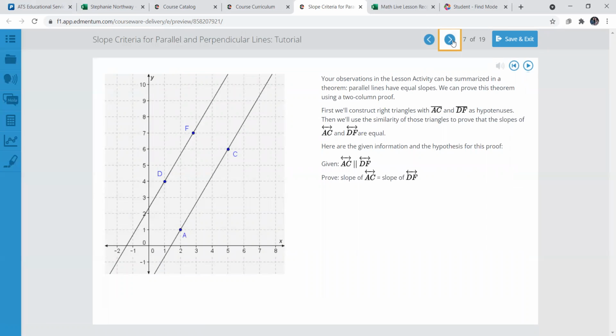Here's more parallel lines with each other. As you can see, these two lines will never cross. They are going on forever. And we could say that the slope of line AC and the slope of line DF are the same. They're parallel to each other. We can prove that they are equal to each other because the lines are going on forever like this and they are parallel.